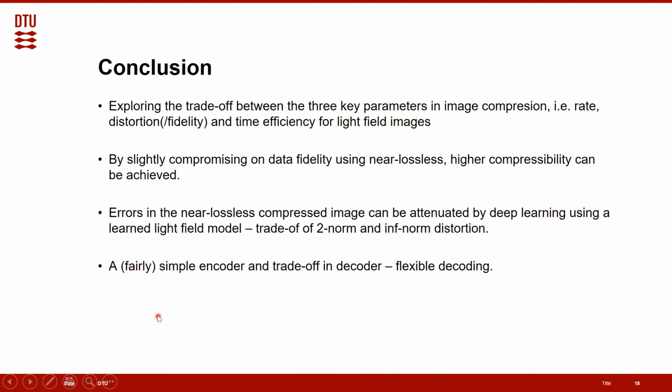So maybe I should conclude here, and expand a bit on this. We've been exploring the trade-off between three key parameters in image compression: rate, distortion, and time efficiency. One of the goals was, of course, to have good rate distortion performance, but also to keep the time efficiency or complexity low, definitely on the encoder side. Then, of course, we could do lossless coding, and as always, we could compromise by going into the near lossless domain and get higher compressibility, so moving into lossy coding.